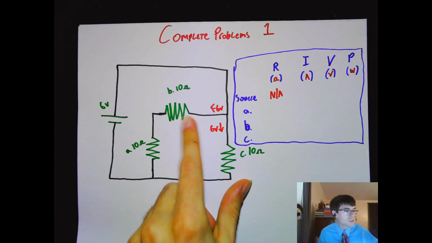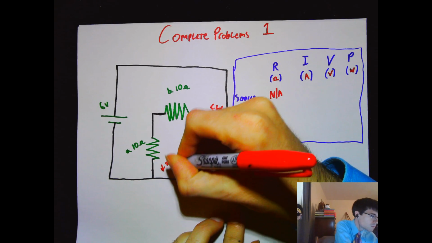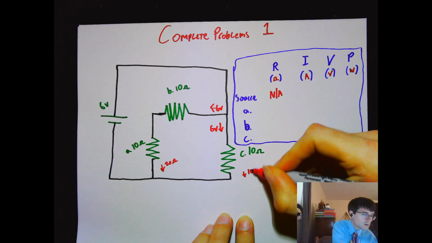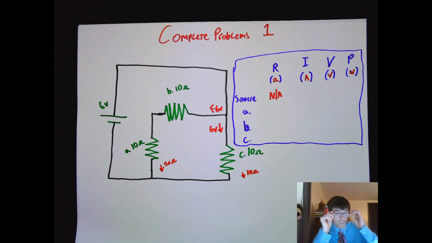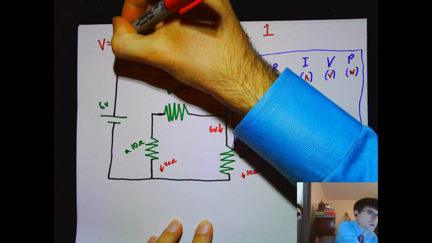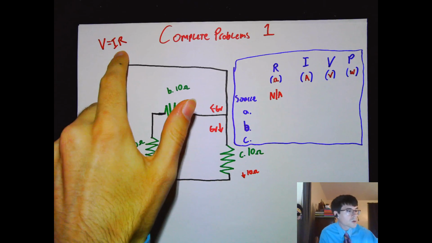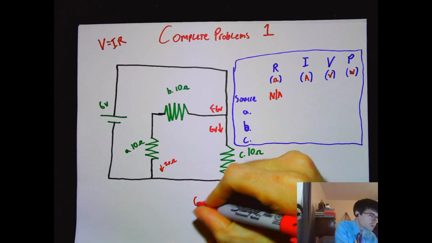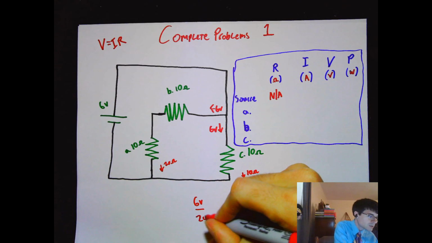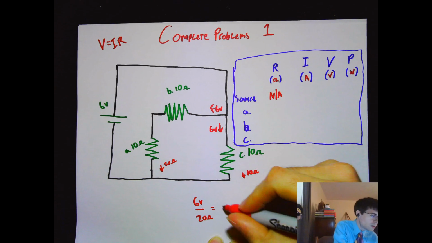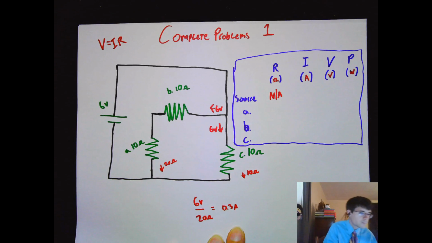We know the total resistance here must be 20 ohms, 10 ohms plus 10 ohms. Total resistance on this line must be only 10 ohms. Okay? How do we calculate current? Remember, Ohm's law. V is equal to current multiplied by resistance. In this case, we're trying to find current, so we take voltage and divide it by resistance. The voltage here is 6 volts. The resistance on this line is 20 ohms. 6 divided by 20 is 0.3. So 0.3 amps. What about on this line?